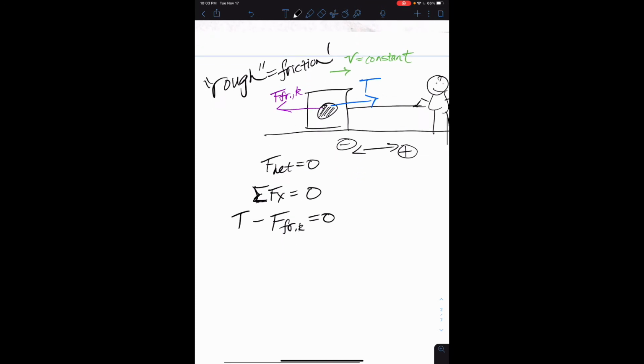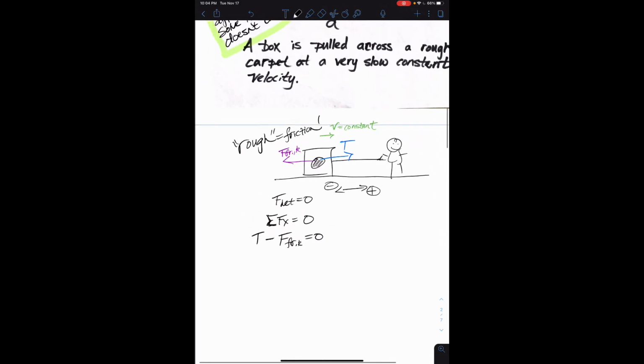So if tension is 10 newtons, friction kinetic would be negative 10 newtons, right? And so I would just plug the magnitudes in here. I would plug 10 in for T and 10 in for force, friction, kinetic. I wouldn't put negative 10 in for force, friction, kinetic because I already have the negative sign right there. So you don't write the negative sign twice. All right. I know that's confusing too sometimes.